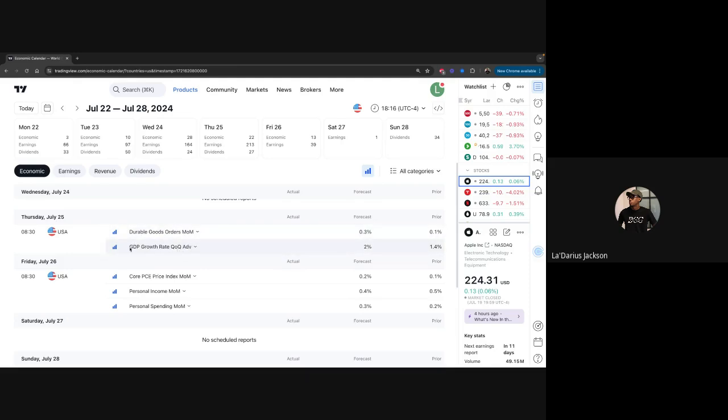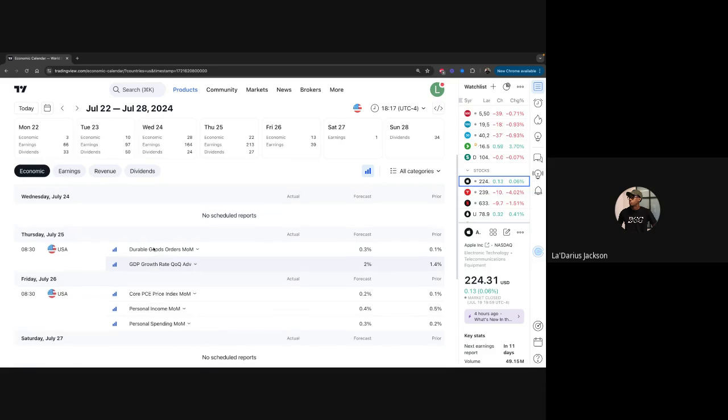So GDP growth rate would be the one that I would pay attention to the most. And they both come out at 8:30. 8:30 Eastern Standard is before the market opens. The stock market opens at 9:30 Eastern Standard. So you may see some volatility or some things happening to the market about an hour before it opens. So just pay attention to that.